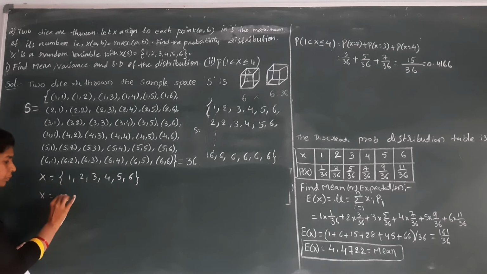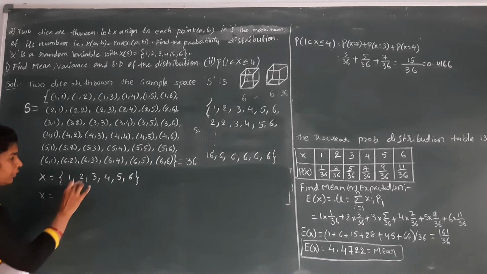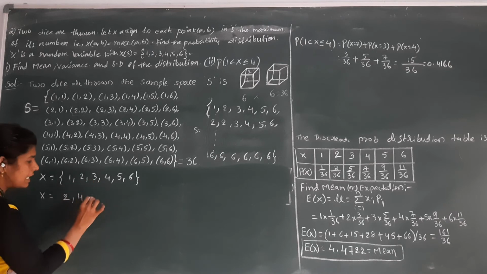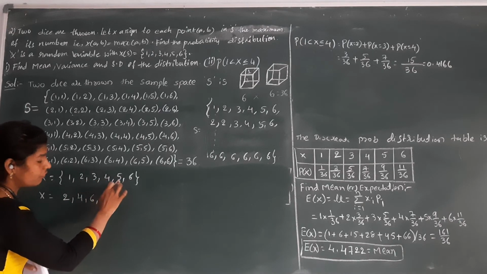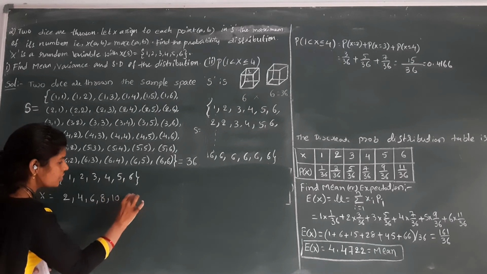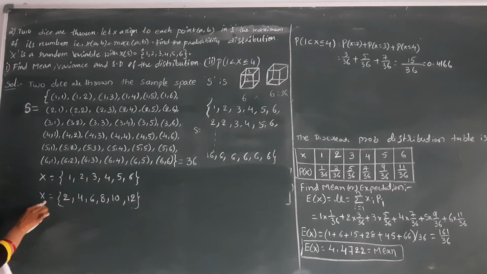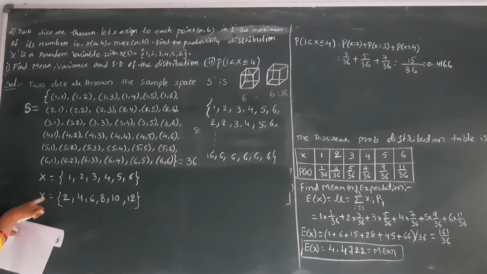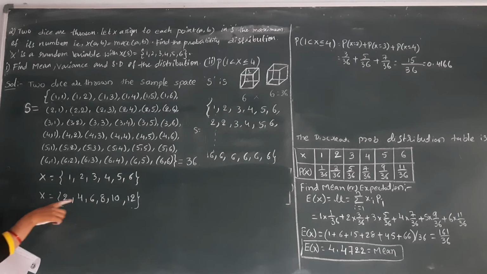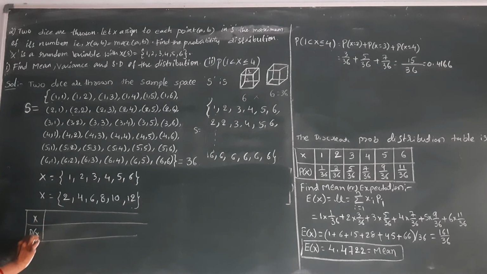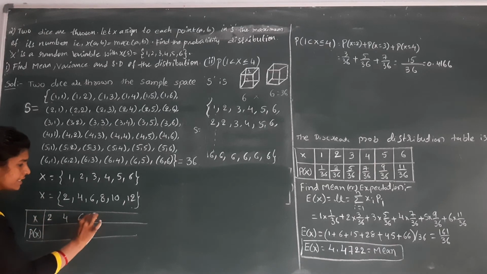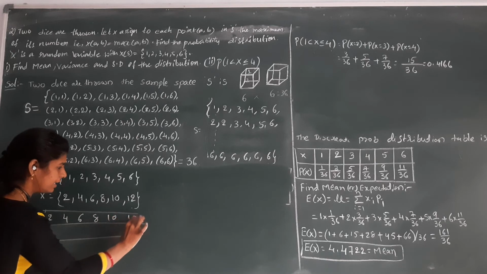So 1 into 2, that is 2. Next, 2 into 2, 4. 3 2s are 6. 4 2s are 8. Next, 2 5s are 10. 2 6s are 12. These are the random variables for this question. Okay. Next, after getting the x values, now we have to find the corresponding probabilities. So first is x, next is the corresponding probabilities. The random variables are 2, 4, 6, 8, 10, 12.